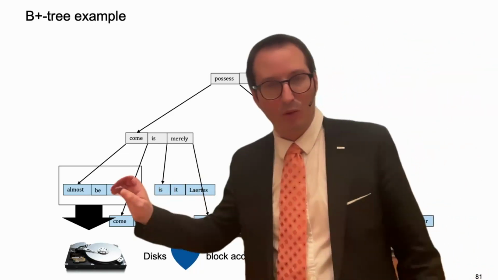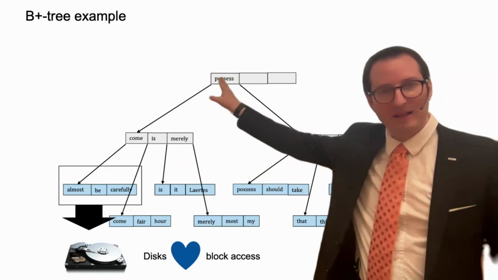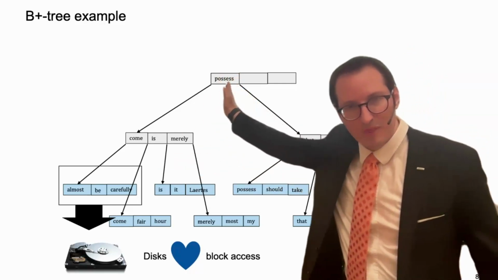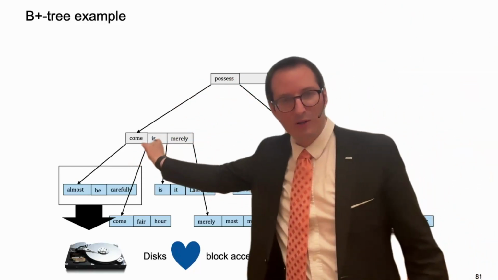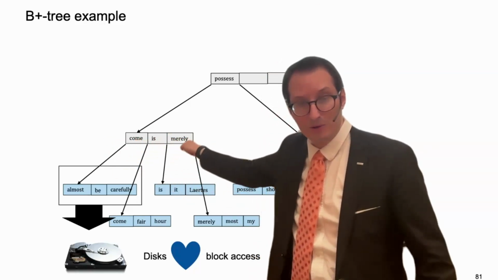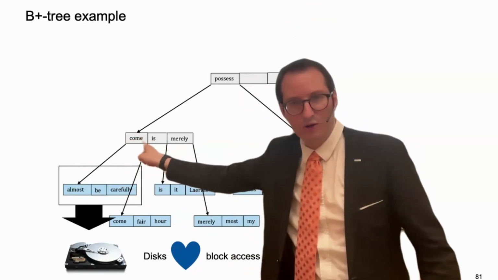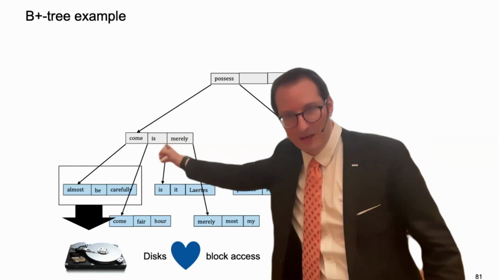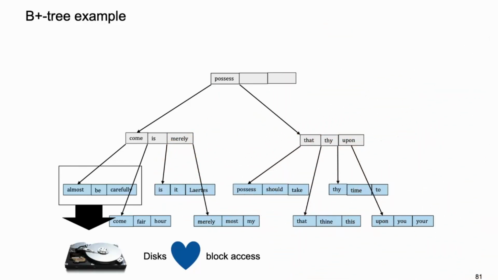So in a tree structure, what we do is organize the data in such a way that it is sorted. Let's say here you have "possess", right? Everything that is smaller is on the left, everything that is greater is on the right. What's more, we don't have just two, a left and a right, but we also have multiple values on each node. So for example, everything that comes before "com" is on the left, between "com" and "is" is here, between "is" and "merely" is here, and after "merely" and before "possess" is here. This is called a B tree or a B plus tree, depending on the exact structure.